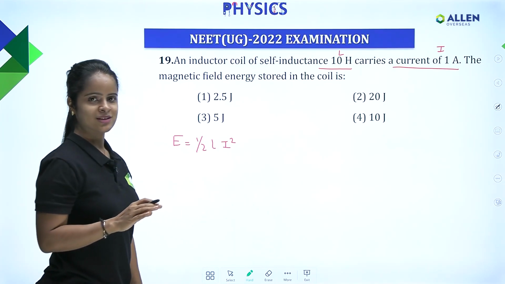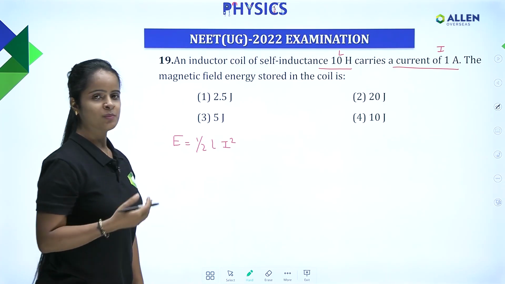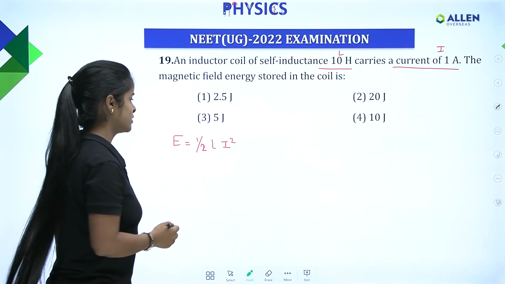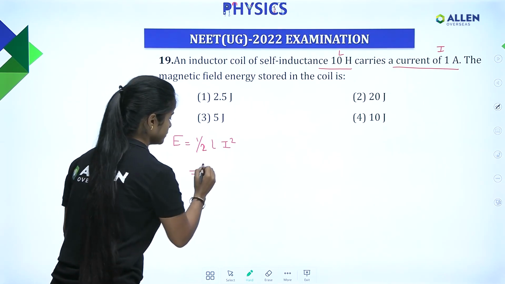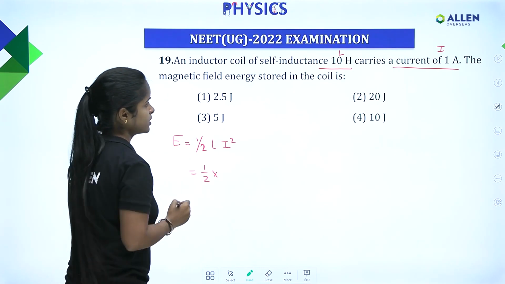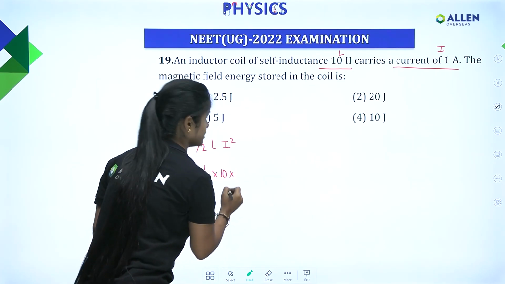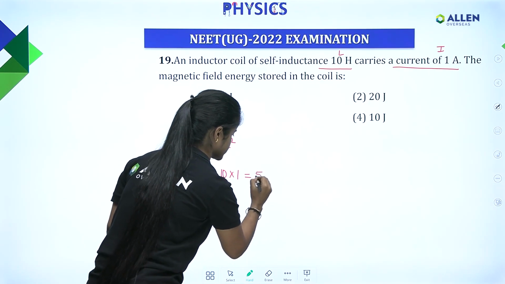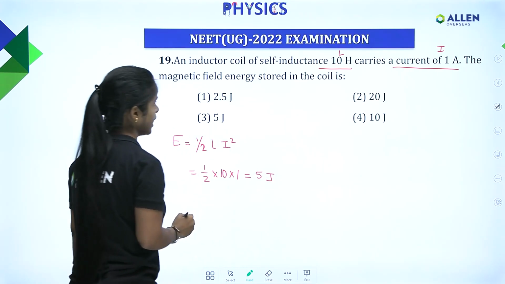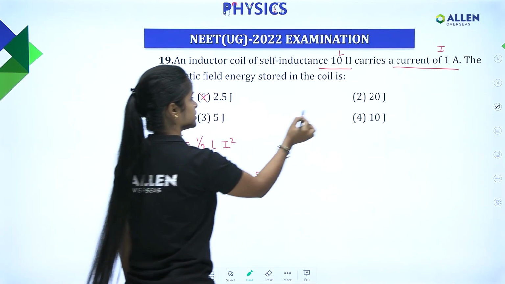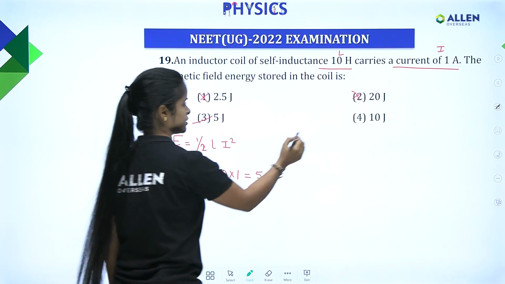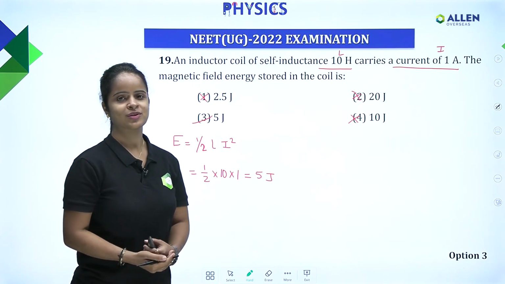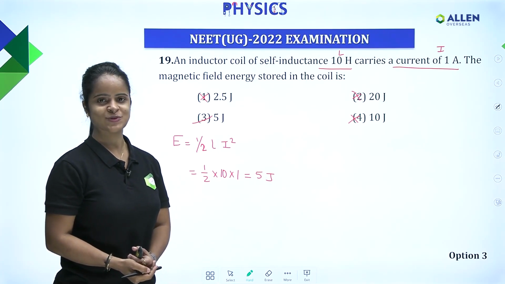This is a very simple formula that you might have used many times while solving questions, right? So just use 1 by 2 into 10 into 1. After solving this part, it will be 5 joule. Option 1 is wrong, 2 is wrong, 3 is correct, and 4 is wrong. And the same thing is written there, that option number 3 is the correct option. Hope it is clear to everyone.